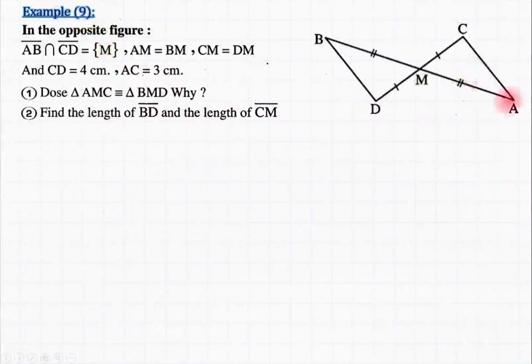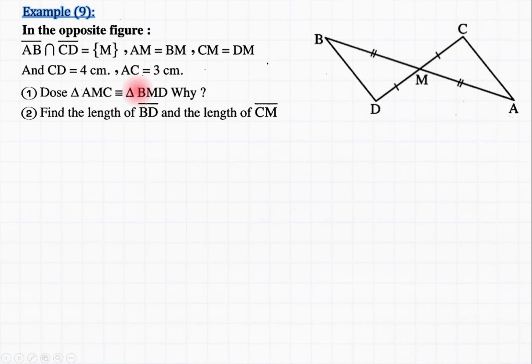Example number 9. We have AB intersect with CD at point M and the length of AM equal the length of BM and CM equal DM. The length of CD equals 4 cm and the length of AC equals 3 cm. Prove that triangle AMC is congruent to triangle BMD and why, then find the length of BD and the length of CM.